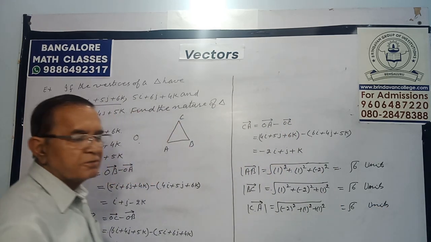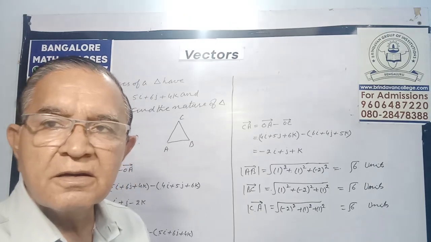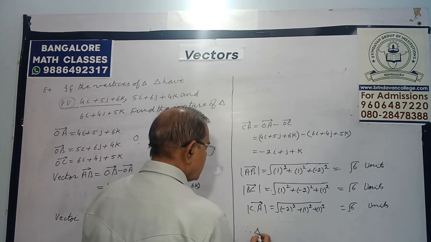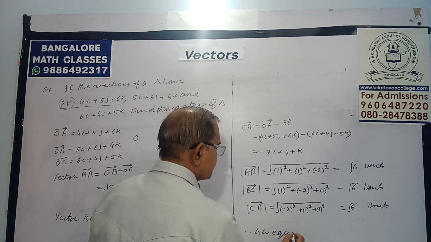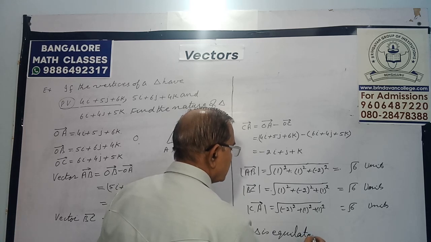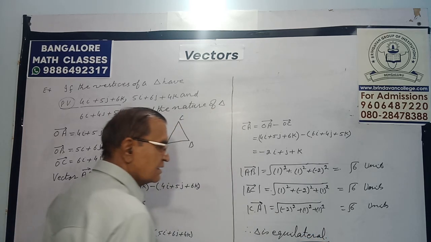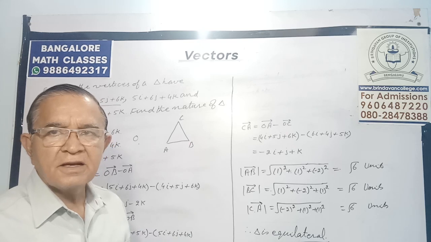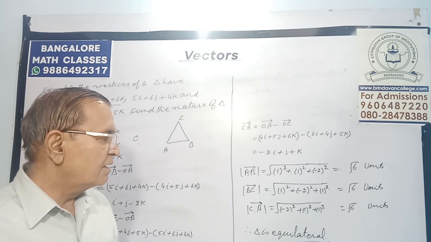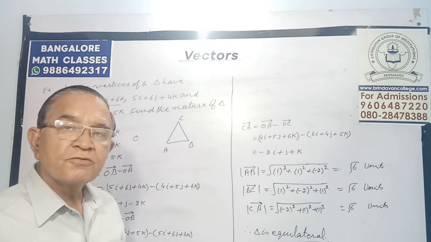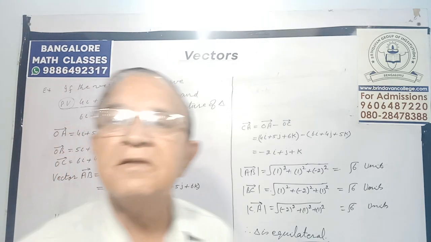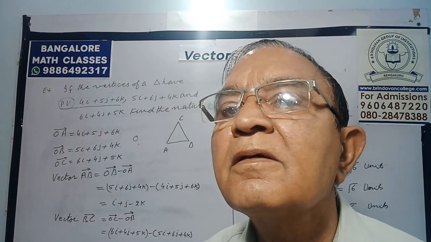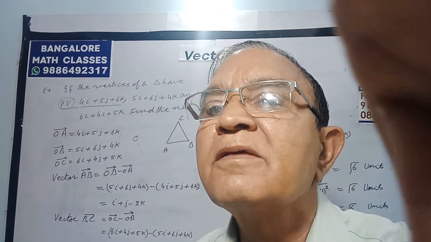Thus all the sides are equal. If all sides are equal, the triangle is equilateral. Therefore, the triangle is equilateral. If two sides are equal, isosceles. If all sides are different, scalene triangle. Like that, we can find the nature of the triangle. And if the sum of the squares of two sides equals the square of the third side, then it is a right angled triangle. So like that, we can find the nature.